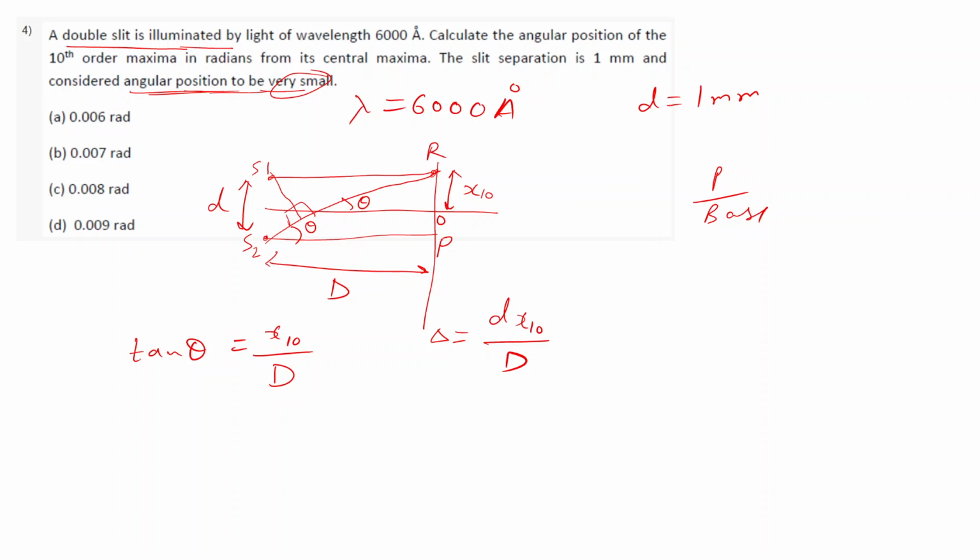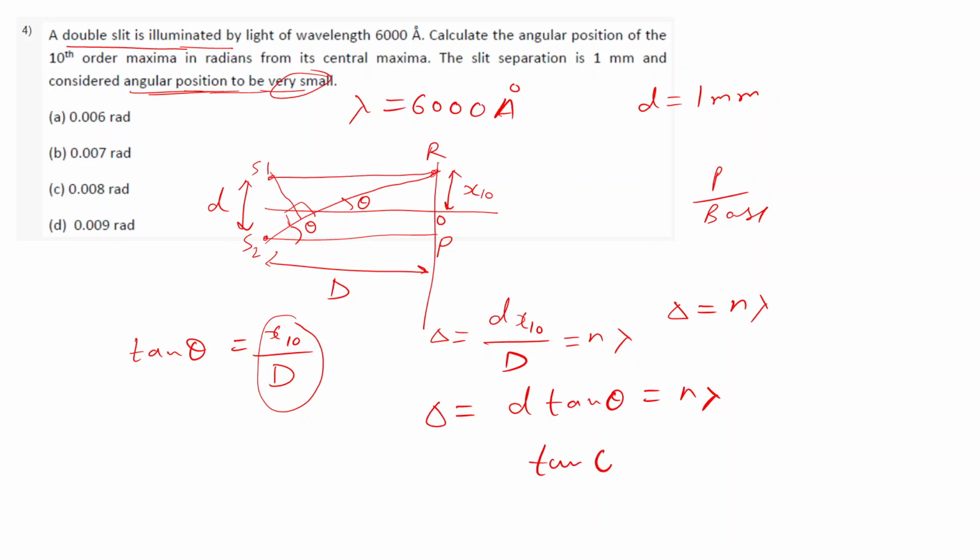Now since we are talking about bright fringe, this path difference should be a multiple of wavelength, that means it should be n lambda, right? Now when I equate these two things, I'll get that path difference, which is d times tan theta, is equal to n lambda, right?